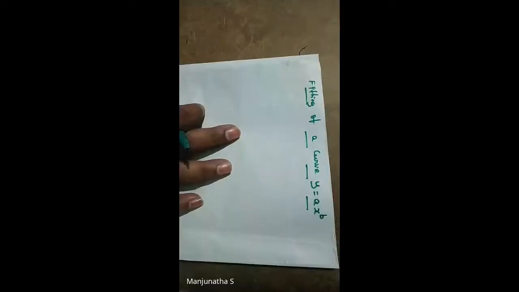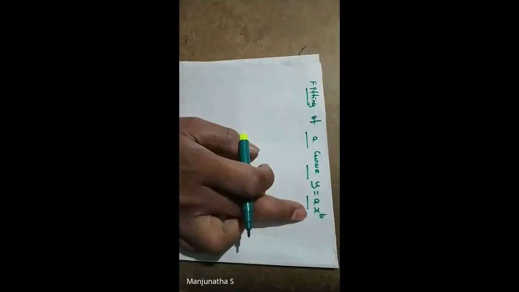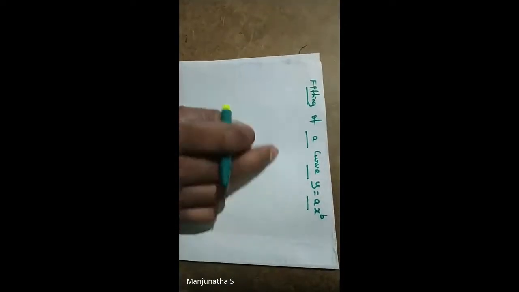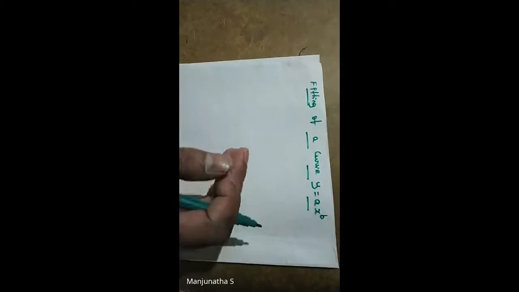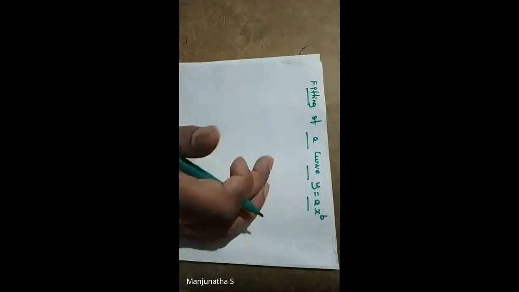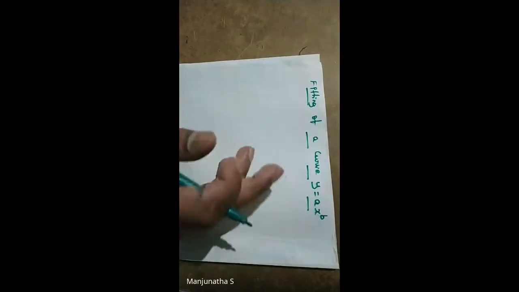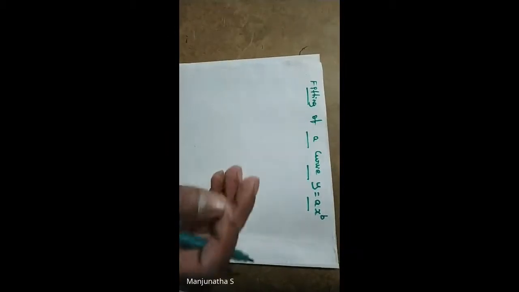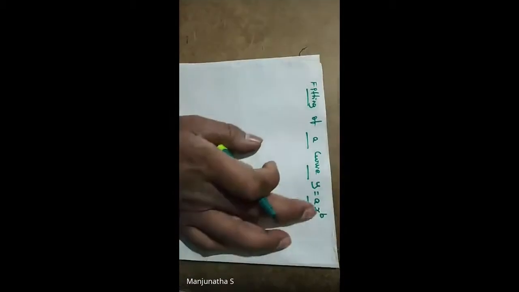So this is the third topic in fitting of curves. When a curve is in the form of y is equal to a x power b, normally we use normal equations and simplify. But for this equation, we can't apply normal equations directly. Instead, first we need to remove the power, that is, this x power b exponential form.